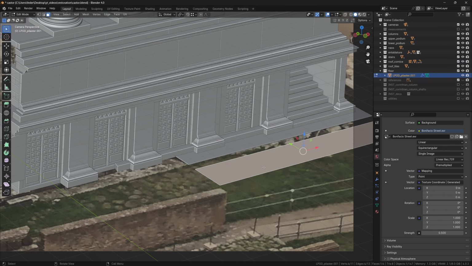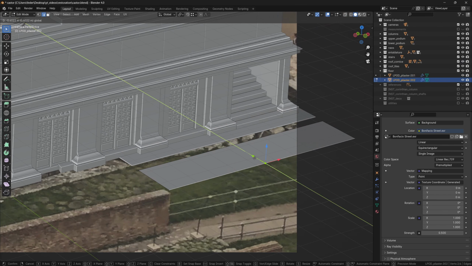The last step in the modeling process was to create a few ground planes to help with the transition between the render and the base image.